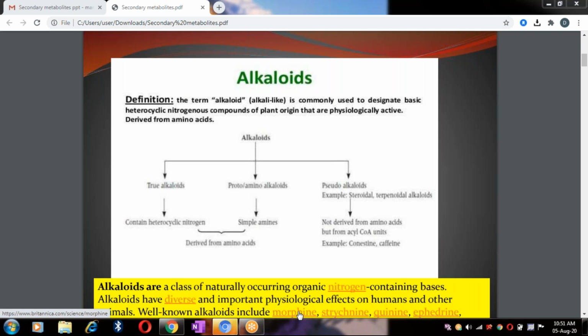Next, we had discussed volatile oils, terpenoids, and triterpenoids. There are three topics in your syllabus. Volatile oil is separate, terpenoid you have to study separately, and triterpenoid. Although all these three come under the same class. So, what is volatile oil? What did we discuss? What is volatile oil?